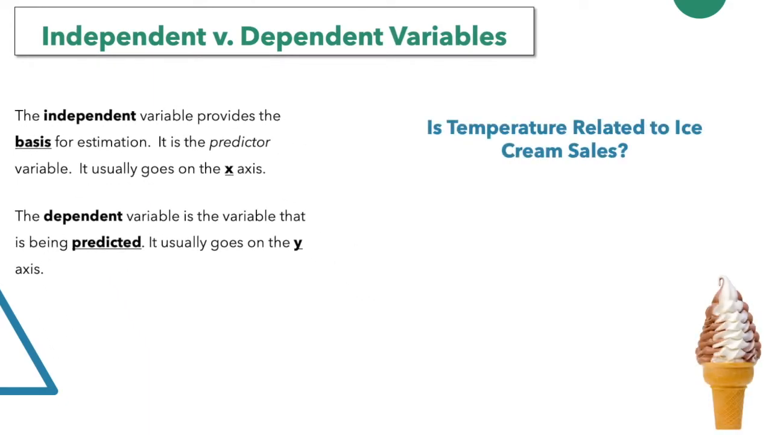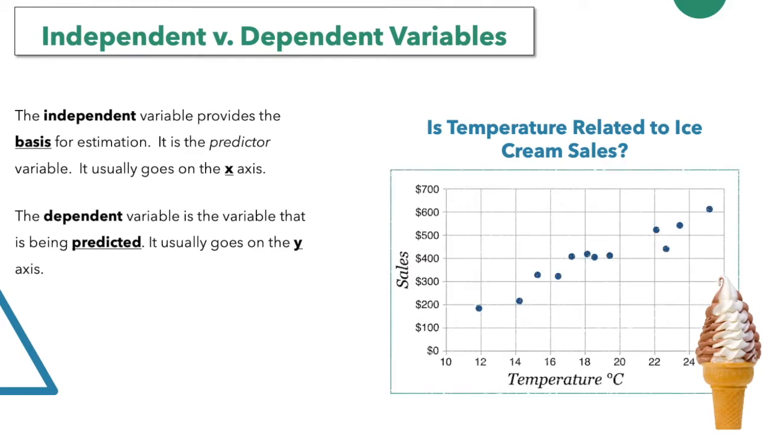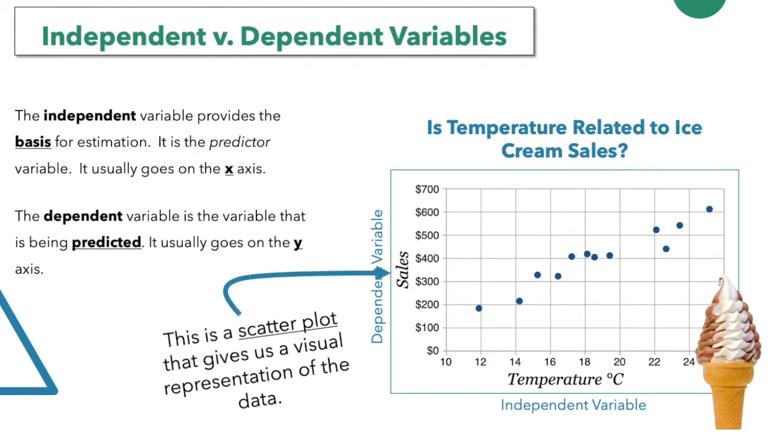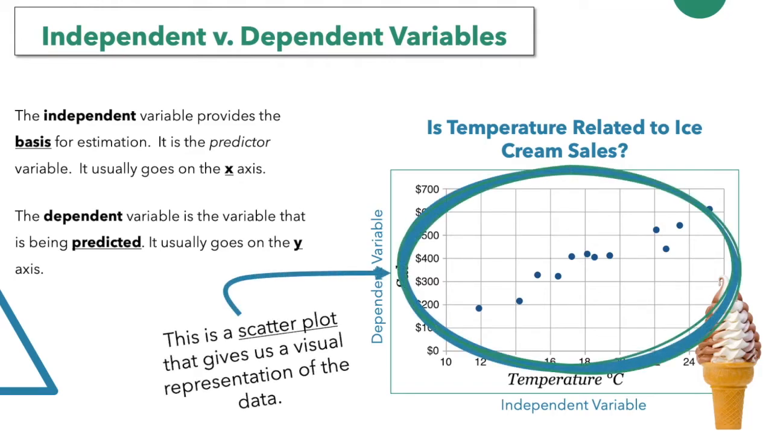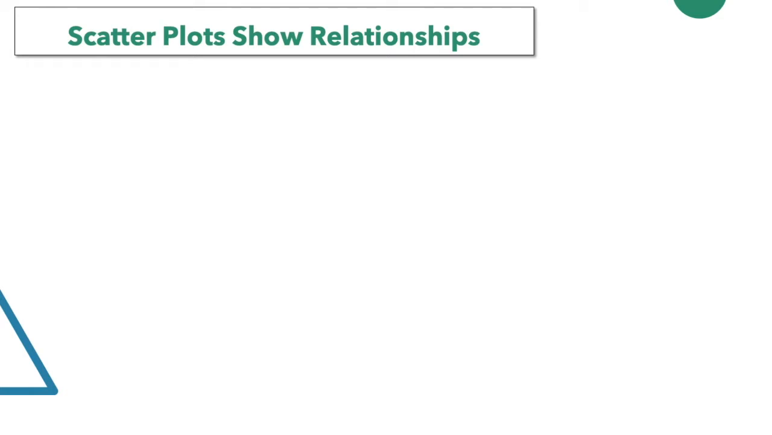is temperature related to ice cream sales? Well, we can pull up this graph here, and on the graph you'll notice that temperature is on the x-axis. That's the independent variable. And we're wondering if that affects sales, the dependent variable. So this graph, it's a scatter plot that gives us that visual representation of the data. So that's what scatter plots do.